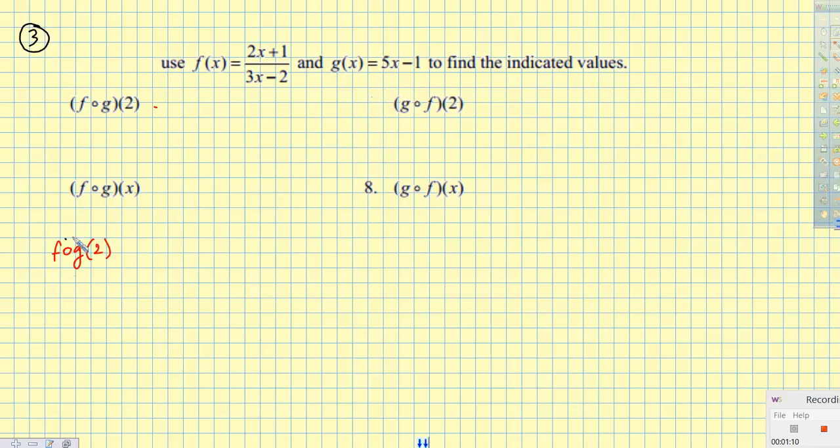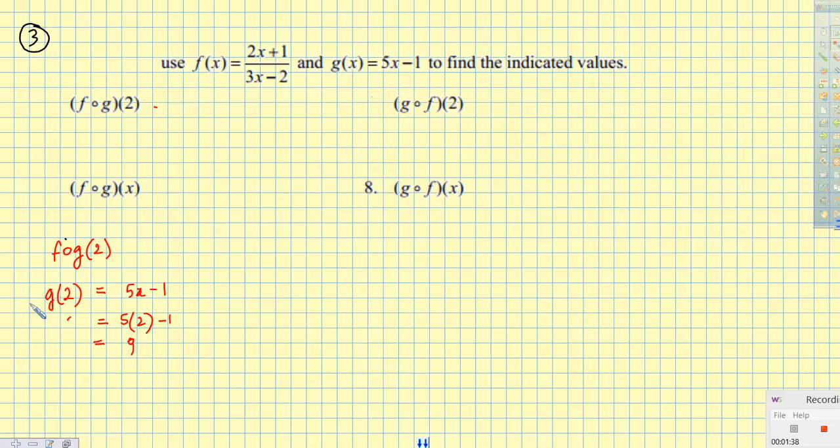So essentially what I'm doing is I'm taking my g of x function, which is 5x minus 1, and I insert 5 times 2 minus 1, which gives me 9. So I know that when my value of the x going in the g of x function is 2, the value of the g of x, or the y, coming out is 9.